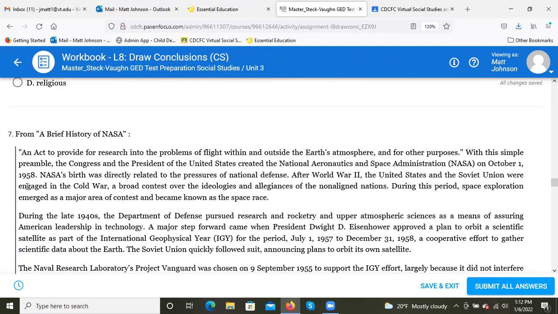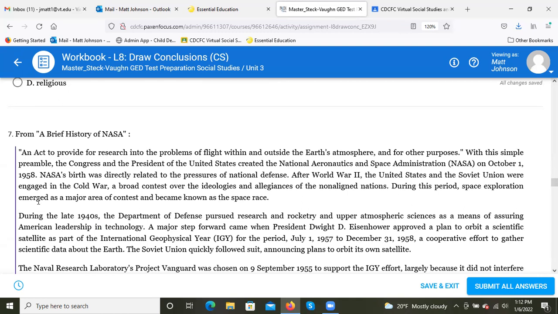Okay, and now we have a brief history of NASA. Tracy, would you read the first paragraph for us? Yes. A brief history of NASA.